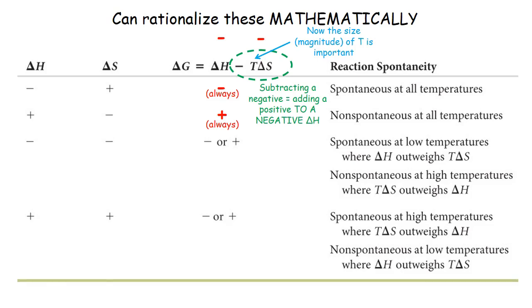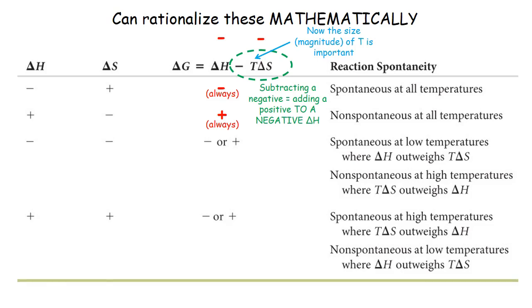Okay? And so what that means, in other words, if the temperature is a really, really big number, that means that all of a sudden this T delta S term is going to be really large. So then we're adding a really big number to a not as large negative number, and it's more likely that we'll get a positive value out of it.